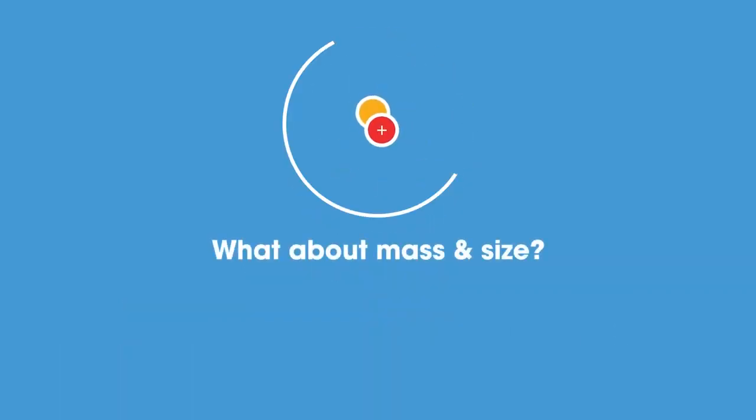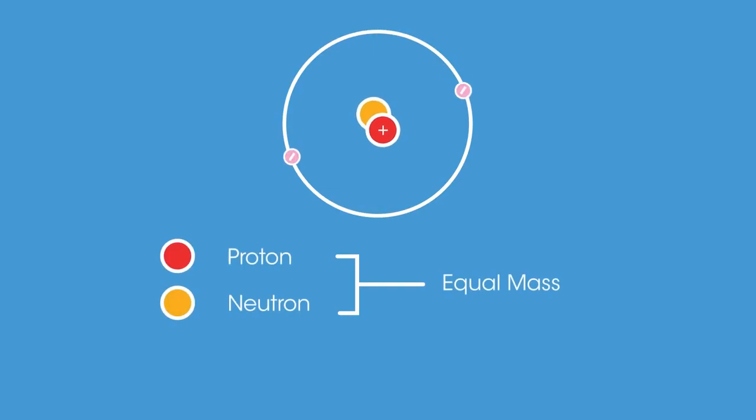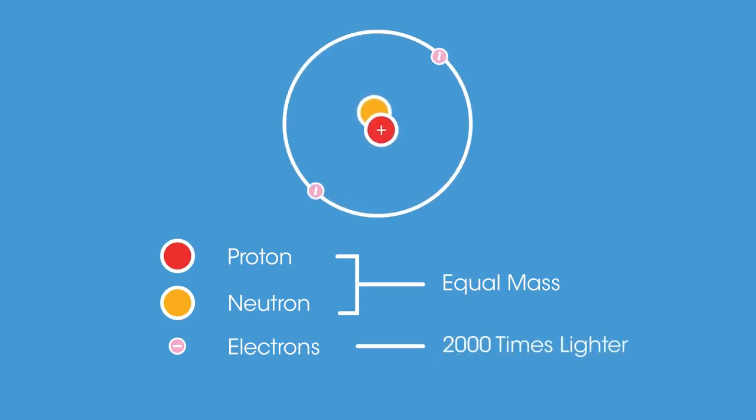What about its mass and size? Protons and neutrons have the same mass, but electrons are so small they weigh almost nothing in comparison to protons and neutrons. In fact, they are around 2,000 times lighter. As a result, the mass of an atom is concentrated at its nucleus. So that's the mass of an atom.